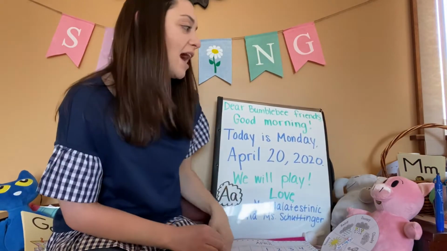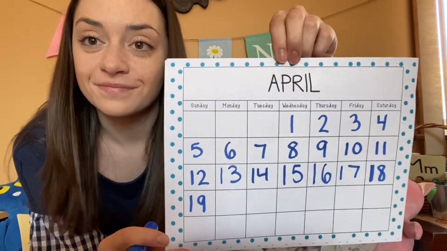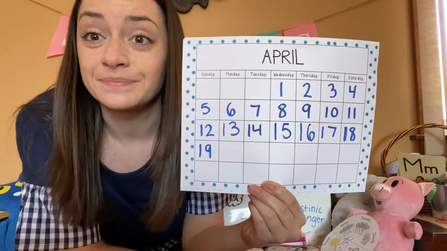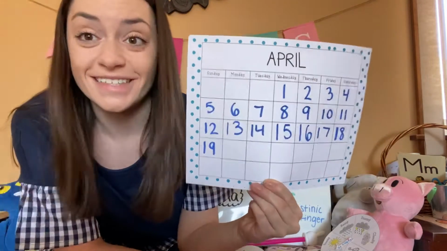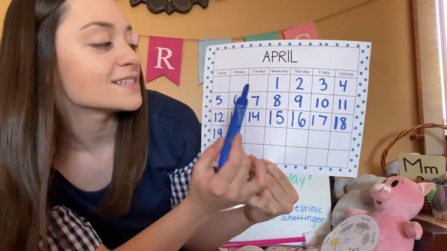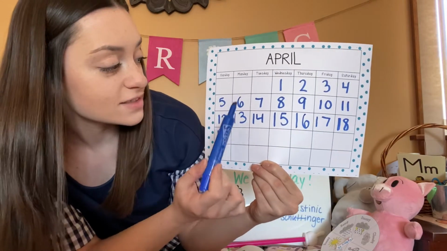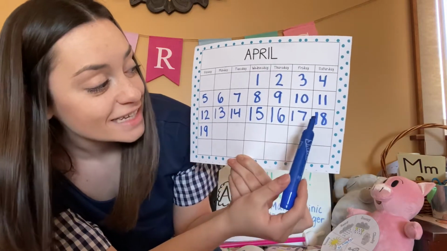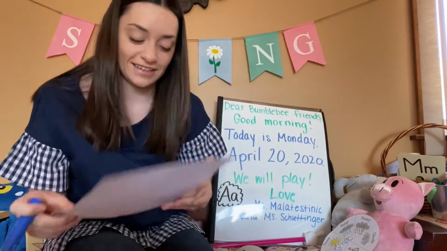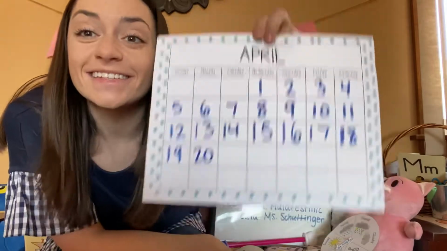All right, so let's take a look at our April calendar. Okay, so what month is it? April, you're right. Should we count to see how many days we've had so far in April? I think we've had quite a lot. Let's see. 1, 2, 3, 4, 5, 6, 7, 8, 9, 10, 11, 12, 13, 14, 15, 16, 17, 18, 19. What comes next? 20. Good. So today is the 20th day of April.